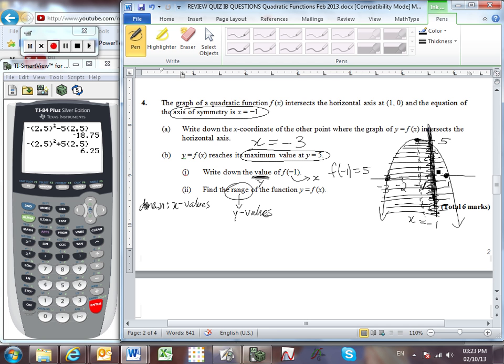Well, my covered values of y are everything less than or equal to positive 5. So all of my y values in the range are less than or equal to positive 5.